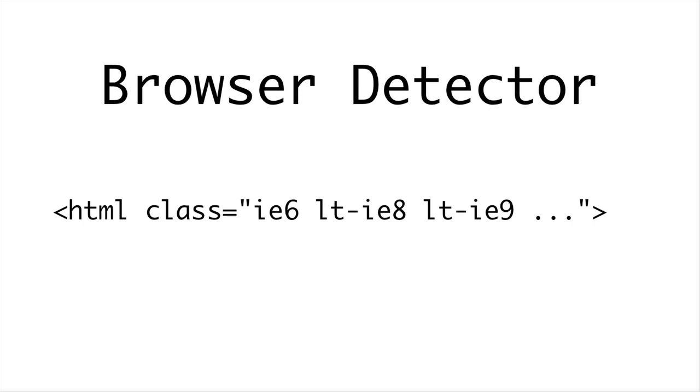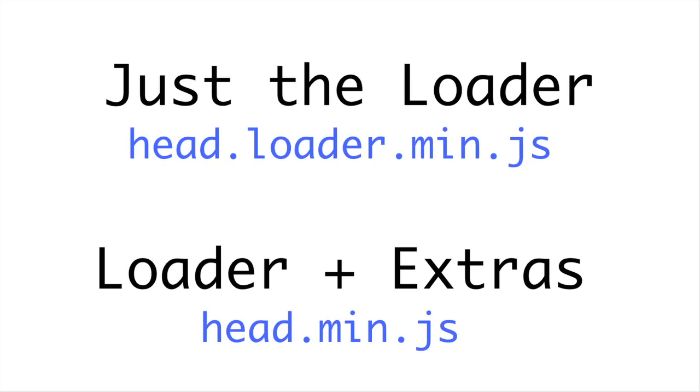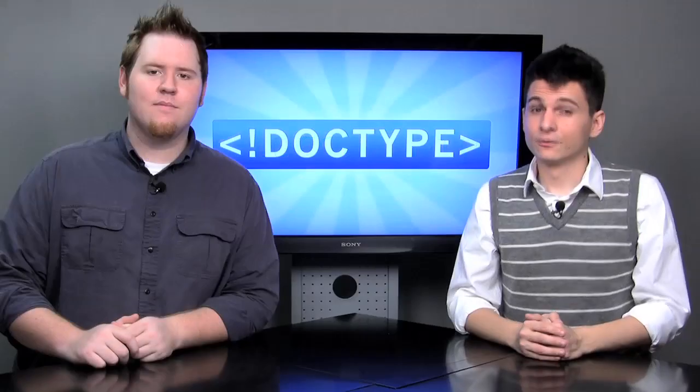So if you just want the loader, they actually provide a head.loader.min.js. So this is only going to include the loader stuff that will make your page load faster. Now if you want loader plus the extras, you can use the normal head.min.js. It's really up to you what you want to use. If you just want the faster loading, just use the head.loader. Otherwise, use head.js. That is it for this week.